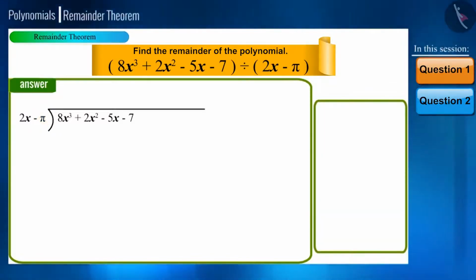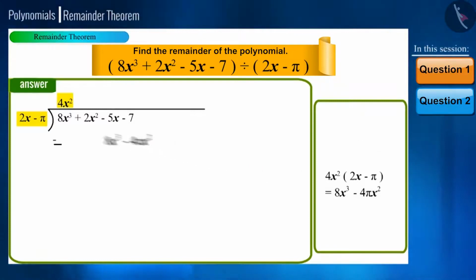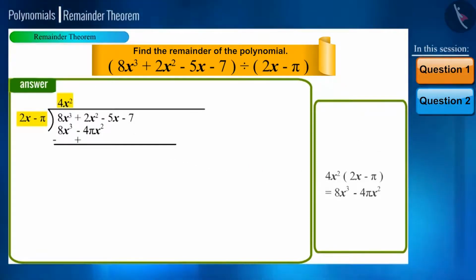To begin with, we will focus on the first terms of both polynomials. When we divide 8x cubed by 2x, we will get 4x squared. We will write this in the quotient place. Now multiply the quotient with all the terms of the divisor and subtract the product from our polynomial.